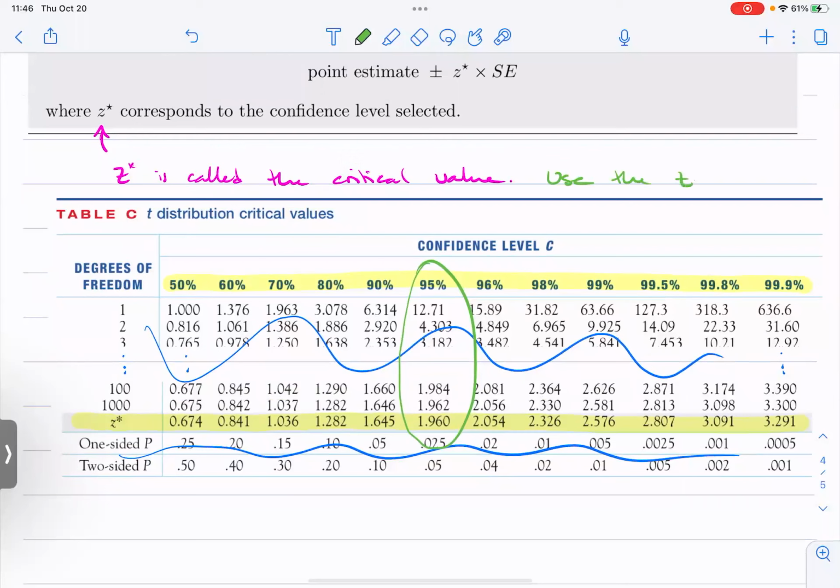Use the T table to find critical values.